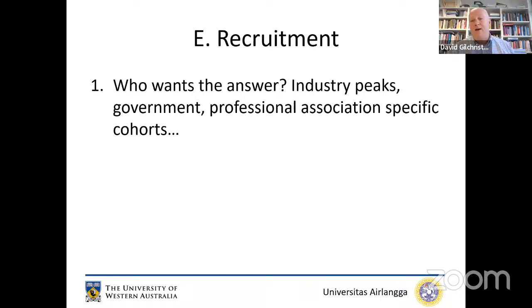And that's typical. We're accountants. We like to research accounting. We want to get to accountants and auditors. We do that through the professional associations. But you might also have specific cohorts that you can talk to, like disability services, aged care and so on. And so there's a real opportunity for you to really look at who wants the answer and then to go and talk to those people.